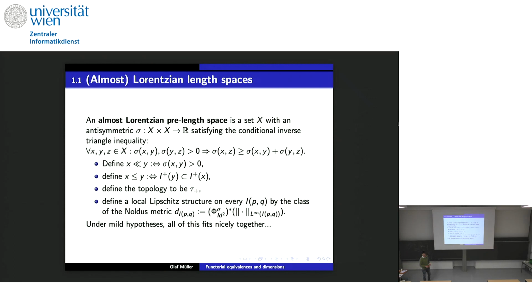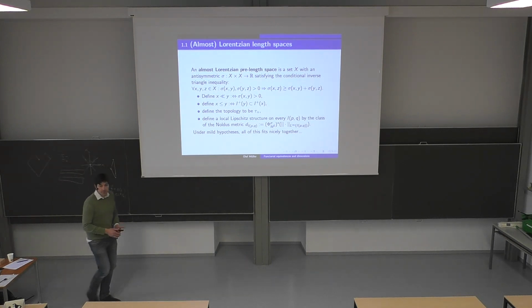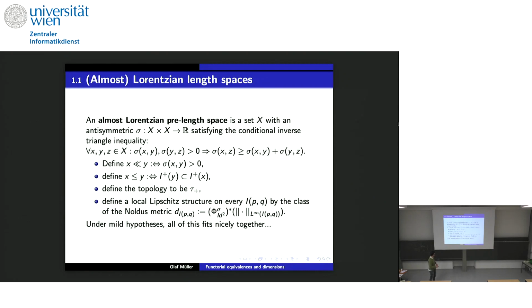For example, you can take the class of the Noldus metric. The Noldus metric is from 2003. The only difference here is that you take the identity square, which was a little mistake in the previous versions. Here you take p equal to infinity, and here you take the squaring function, and all of this fits together in a nice way. Of course, you have to put additional hypotheses to ensure that this gives not only an almost Lorentzian pre-length space, but a Lorentzian length space. But this is not part of the data; these are additional requirements you then put.